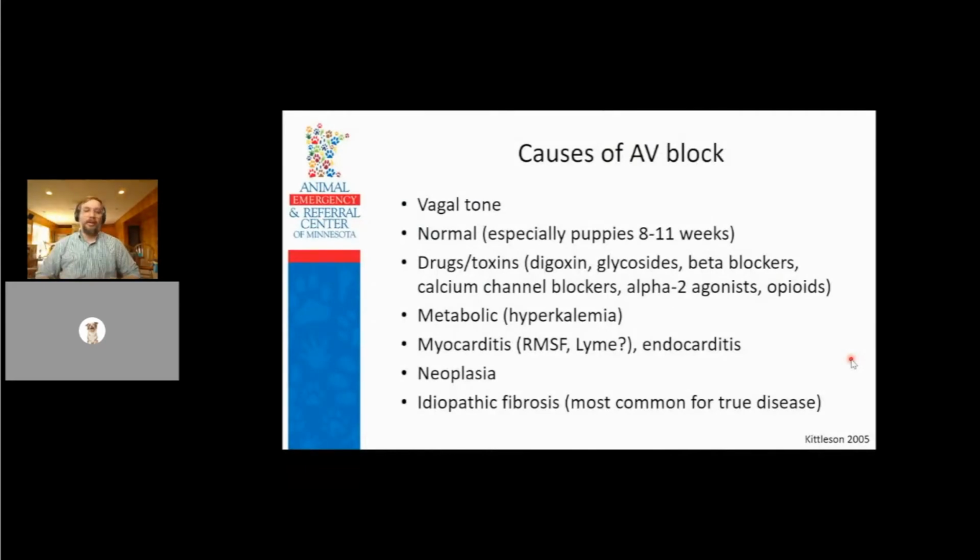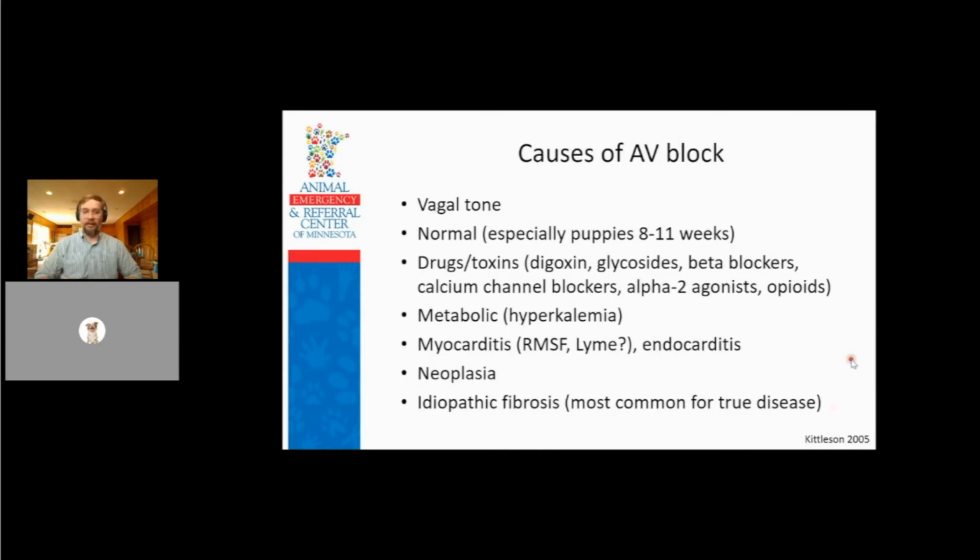AV block, vagal tone, like we've talked about, it's been documented in young puppies to commonly see mild second degree AV block. Drugs, toxins, a whole list of drugs there. Hyperkalemia, myocarditis. I had a dog with high grade second to third degree AV block. Got a pacemaker. We did troponin, it was sky high. Did tick testing, found that he had Rocky Mountain spotted fever. Did a course of doxycycline for a month. And when we rechecked him, he was completely sinus again with normal conduction. That's rare. Normally it's that idiopathic fibrosis, but it's possible.